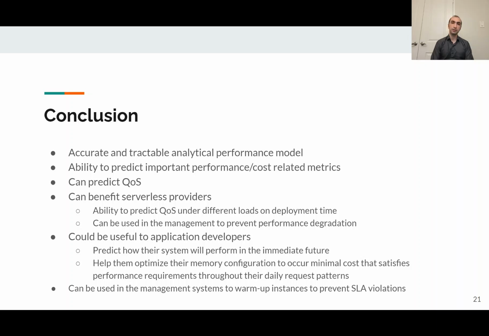They can predict how the system will react in different scenarios, and what the capacity and limitations of their system are. They can optimize their memory configuration to incur minimal cost while satisfying their performance needs. It can also be leveraged in the management system, so the service provider can warm up function instances to prevent SLA violations.